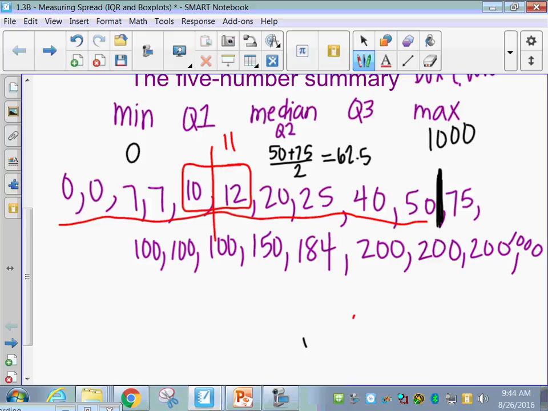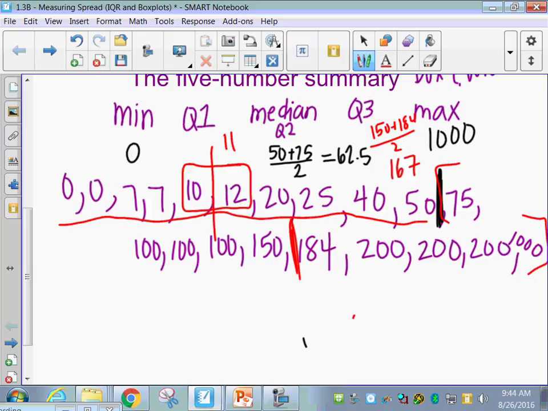All right, now we have Q3. So I'm going to look at the upper half of my data. There's 10 numbers, right? If I count all 20 spots, what spot is it going to be in between? Yeah, 15 and 16, right? So I have 5 on each side. 1, 2, 3, 4, 5. All right, so we're going to have to add 150 and 184 and divide by 2. What do you guys get? Thanks. So there's our 5-number summary.